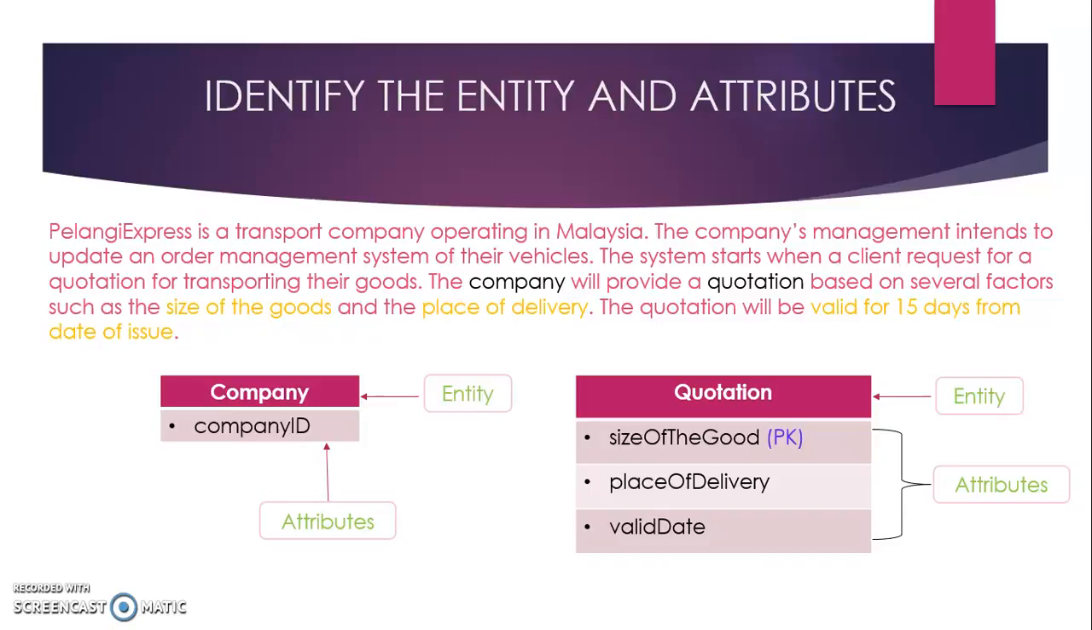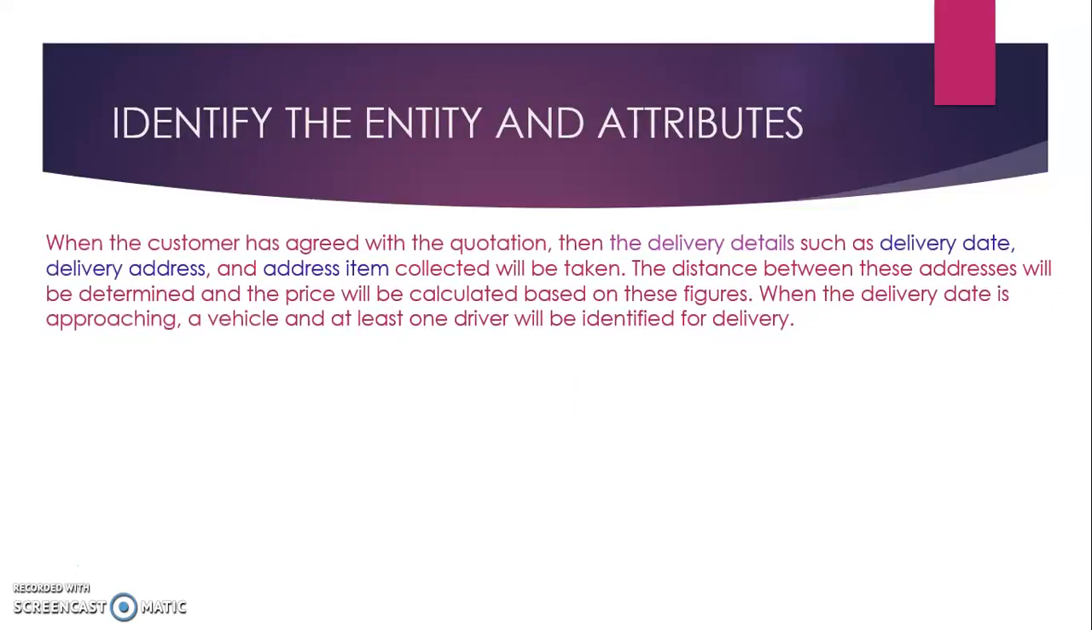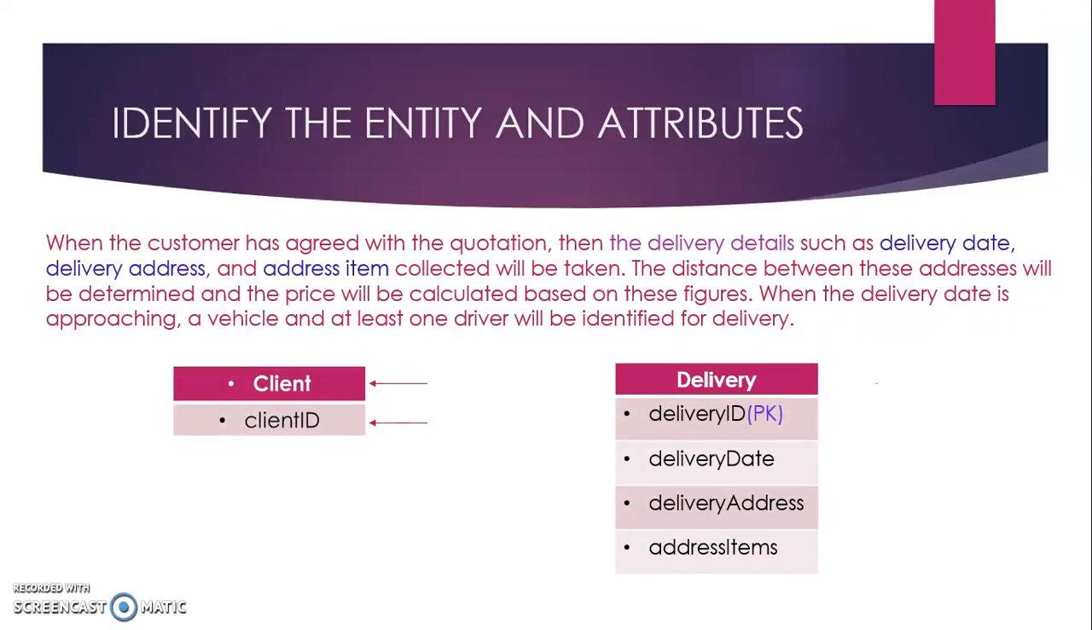Then move on to the second paragraph, or second slide. For the second slide, we have two more entities, client and delivery. For the client, the attribute is client ID. For the delivery, the attributes are delivery ID, delivery date, delivery address, and delivery items. So for the second paragraph, we have two entities, client and delivery.